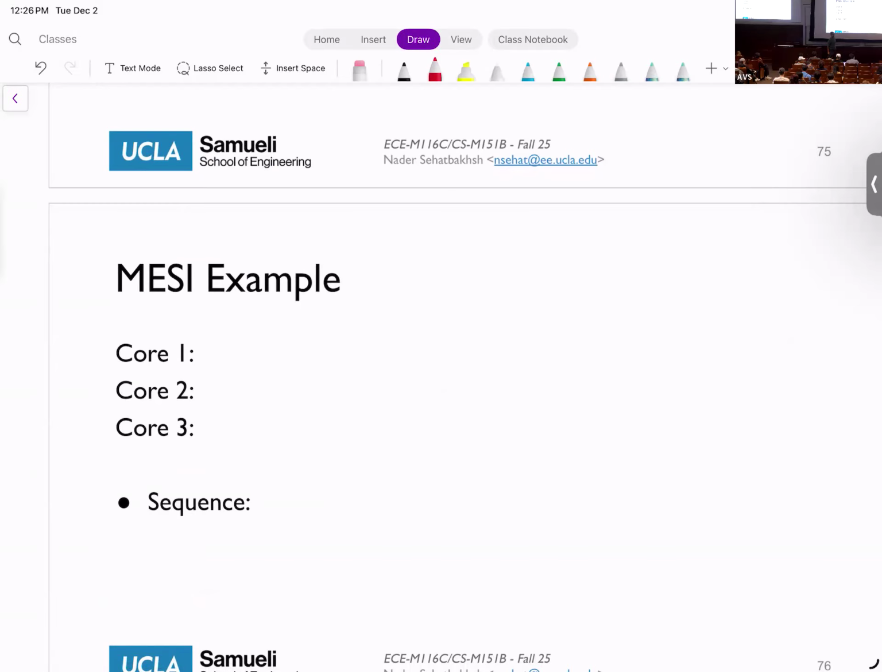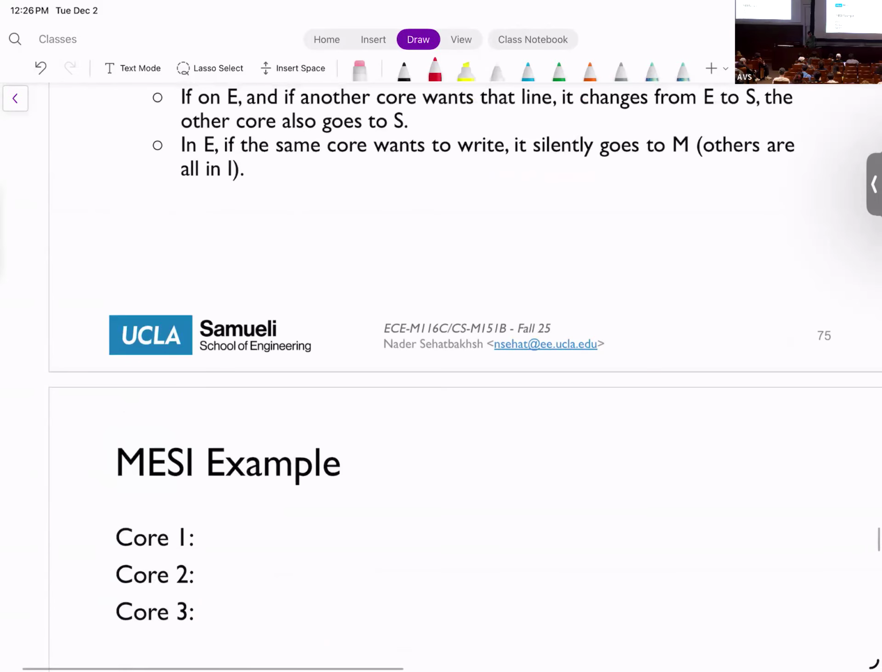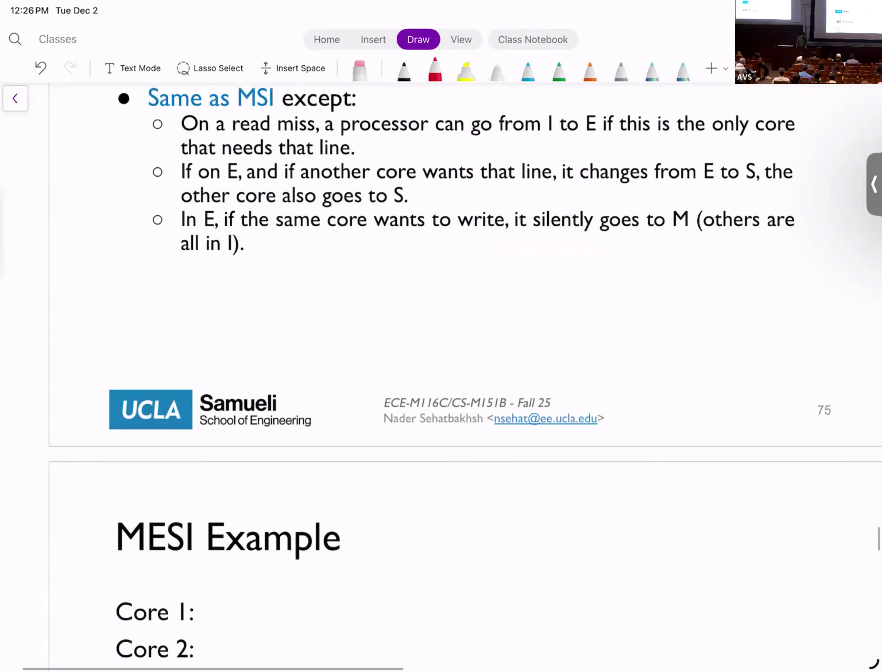With the first core being in E state, the second core being in what state? So if one is in E state, everybody else has to be in I state. It's not possible to be in another state. So if someone wants to request it, that one goes to S or M, and then this one goes to S or I.